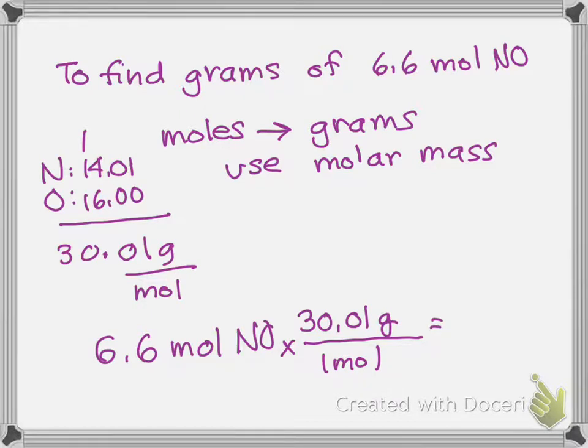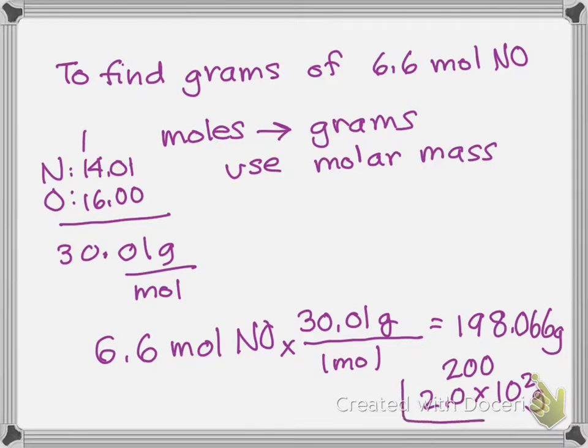So in a reaction, if I made 6.6 moles of NO, that would be, oh my goodness, a lot of grams, 198.066 grams, almost 200 grams. To two significant figures, this would round to 200, so we would have to say 2.0 times 10 to the second grams. So that's quite a number of grams, 6.6 moles. The problem didn't ask us to do that, but just to relate what we're doing here back to one of the previous videos.